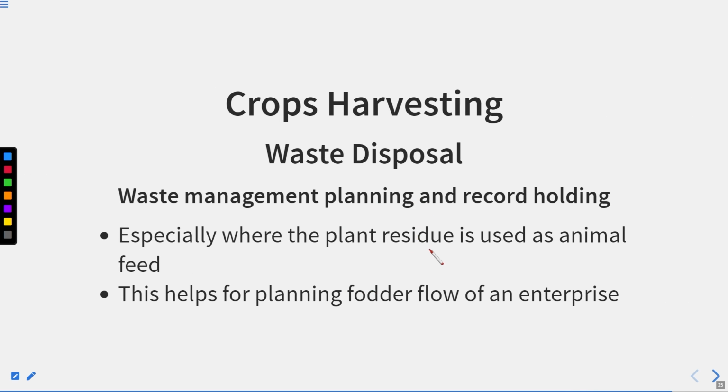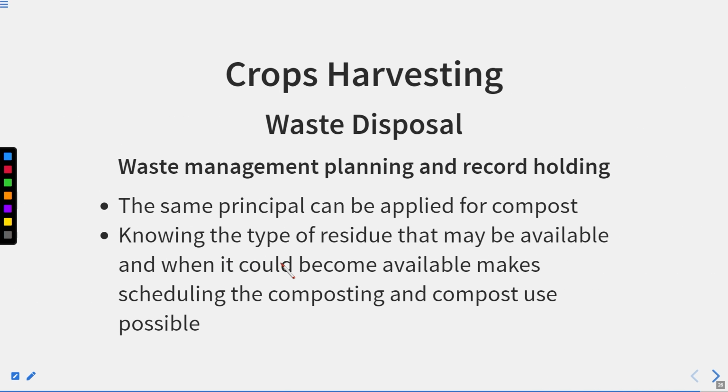This is especially important where the plant residue is used as animal feed. Using plant residue for animal feed helps in planning the fodder flow of an enterprise. The same principle can be applied for compost also. So, knowing the type of residue that may be available and when it could become available makes scheduling of composting and compost use possible.